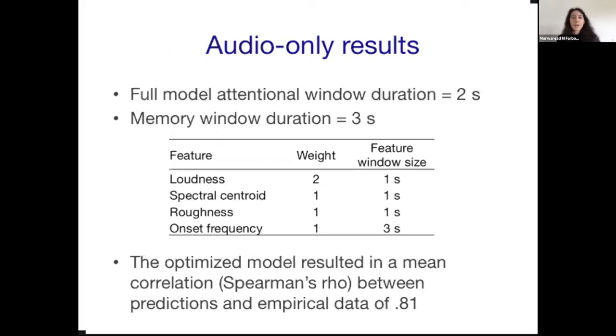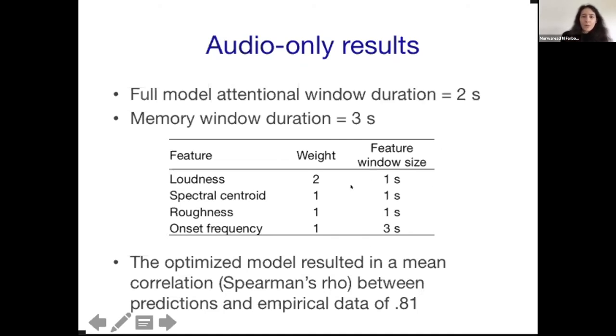Okay, so quickly, the optimized model for the audio-only stimuli retained only loudness, spectral centroid, roughness, and onset frequency. And all the weights, as you can see, were equal except for loudness, which was twice that of the other features, which is not surprising given the importance of loudness. And as you can see, the attentional feature window sizes are all similar except for onset frequency, which apparently takes a little more time to process.